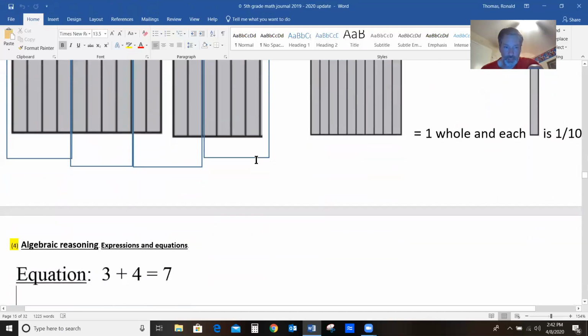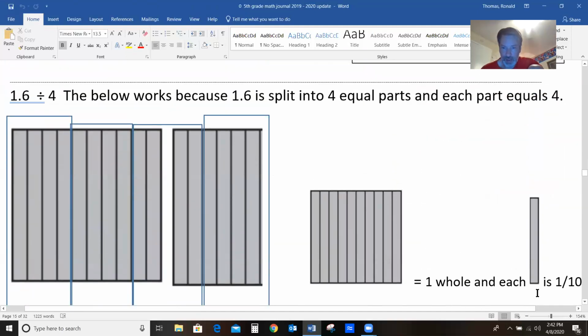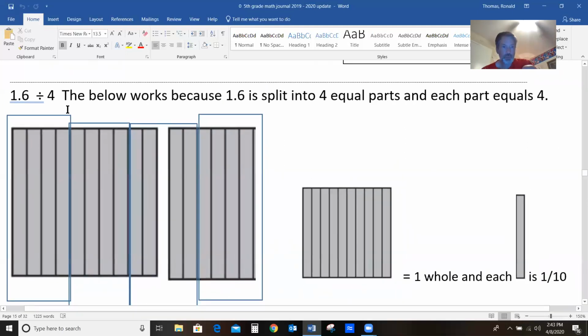Not another one. We're almost done. Oh, we're about to start algebra. Yay. All right. Shrink this down a little bit right here.